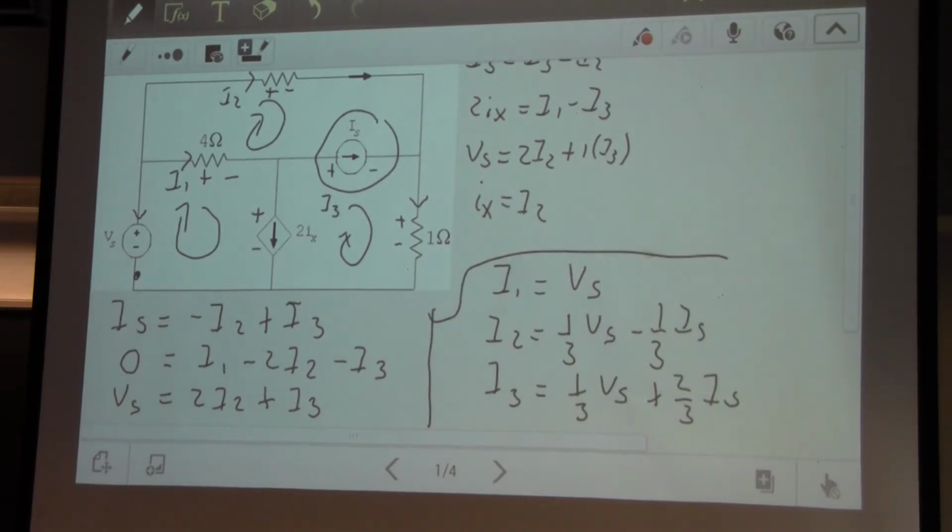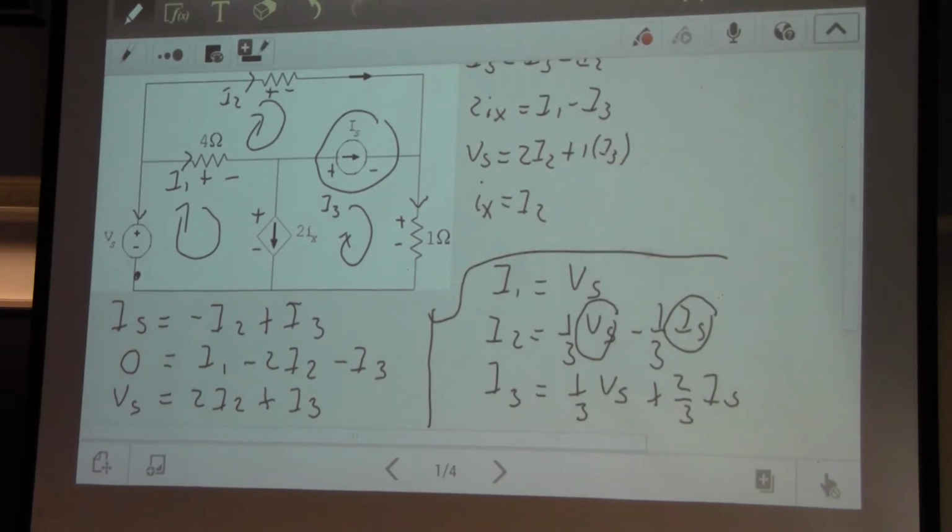But the important thing here is that I actually don't want you to look at the numbers. I want you to see how this is related to the sources. If you see the first one, here I1 is Vs. There's no Is, it's only Vs here. But if you look at the second one, you have Vs and then you have Is. And the way they come out, they're not mixed, right? They're completely separated. So they're linear in the sources as well.